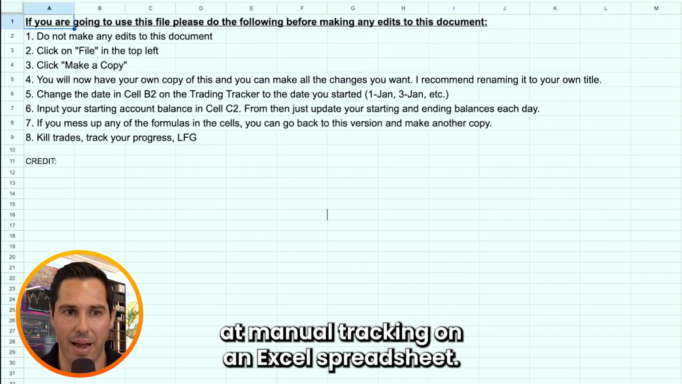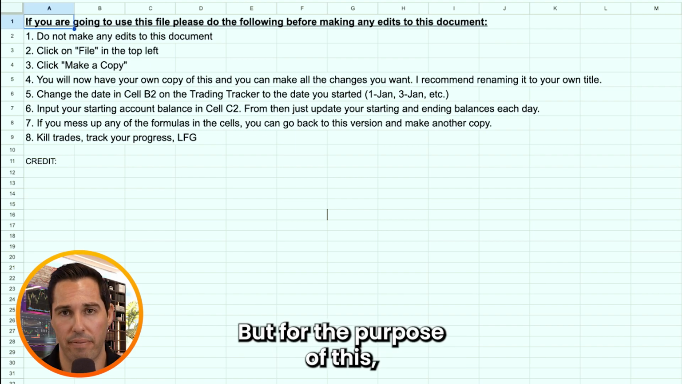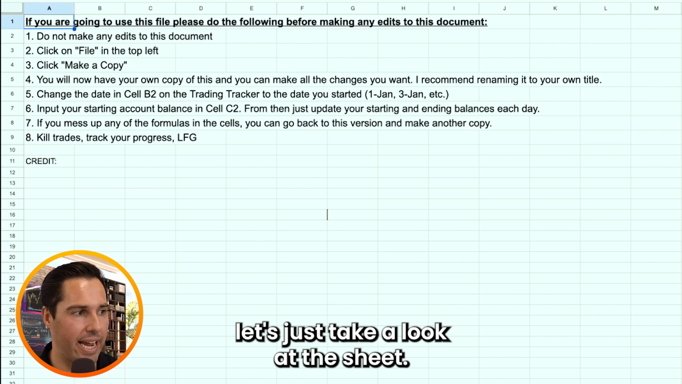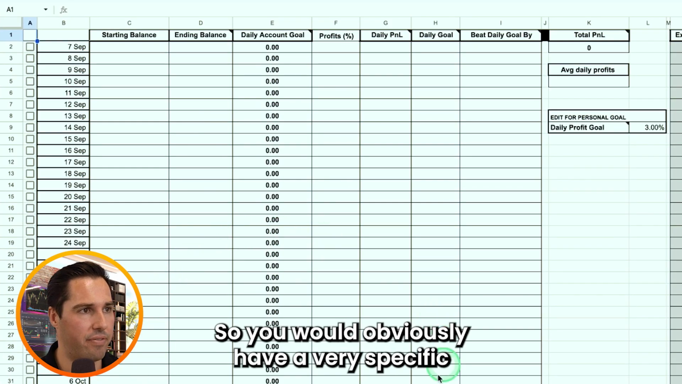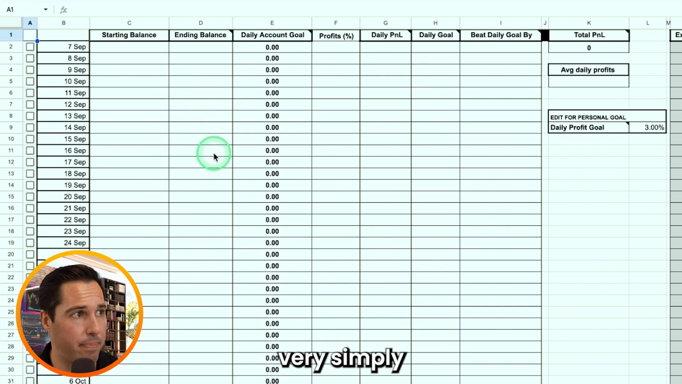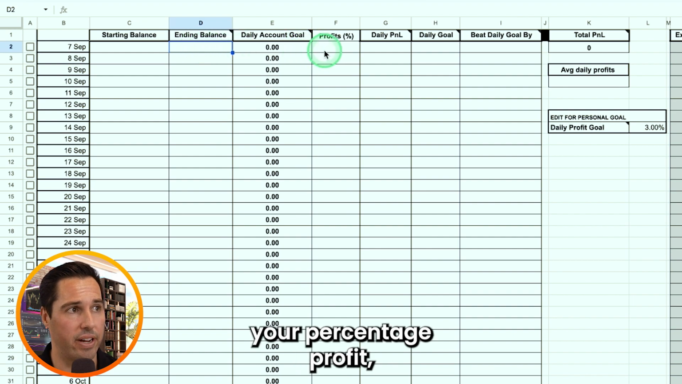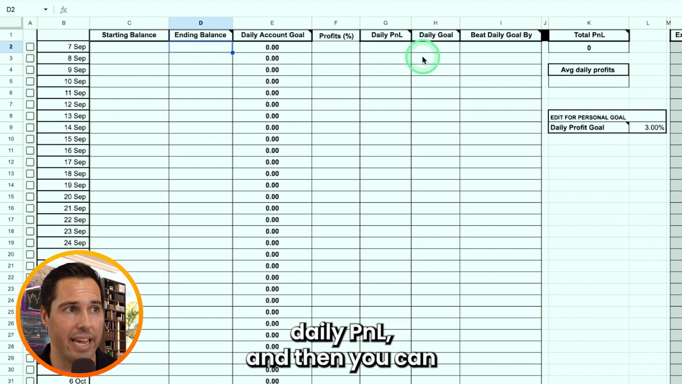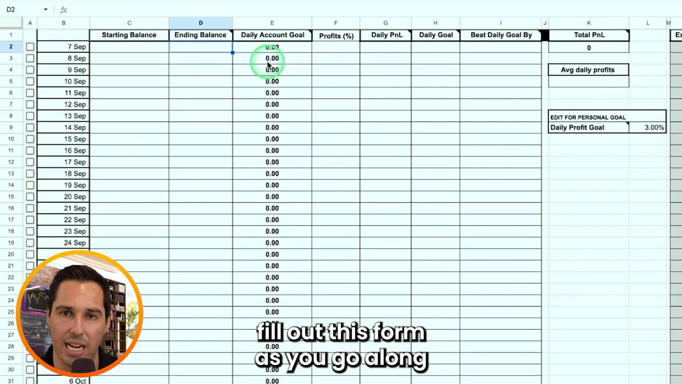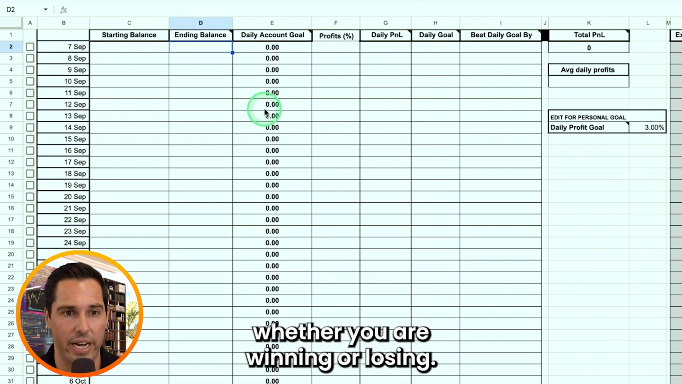Okay, let's have a look at manual tracking on an Excel spreadsheet. I will be able to make this publicly available at a later stage, but for the purpose of this, let's just take a look at the sheet. So you would obviously have a very specific goal, right? You can track it very simply by putting in your starting balance and your ending balance, your percentage profit, daily P&L, and then you can fill out this form as you go along your trading journey. That will determine whether you are winning or losing, right?